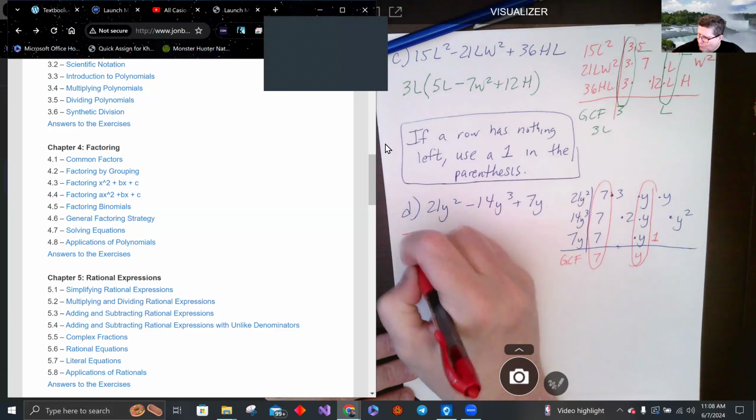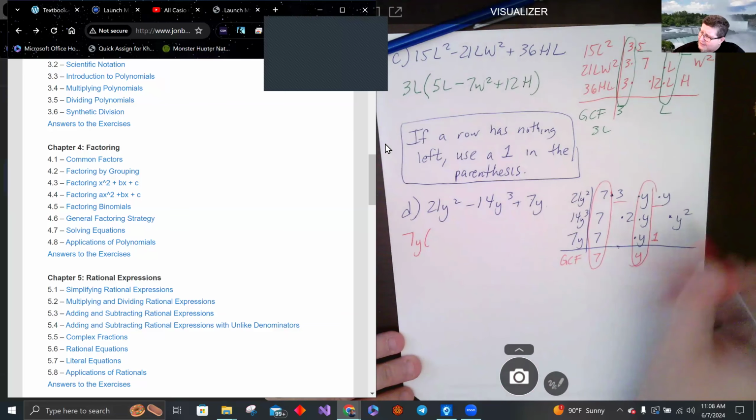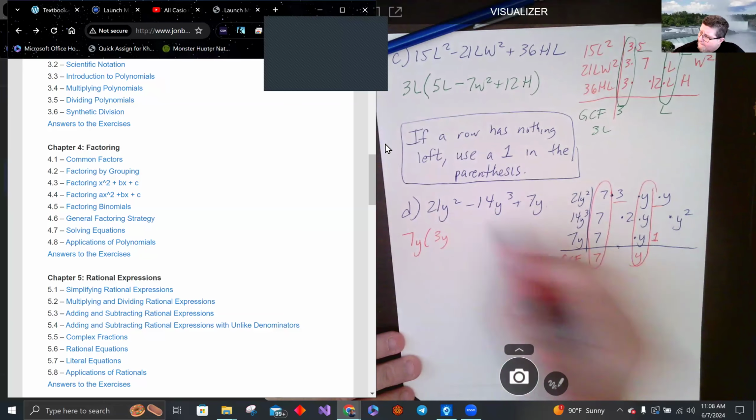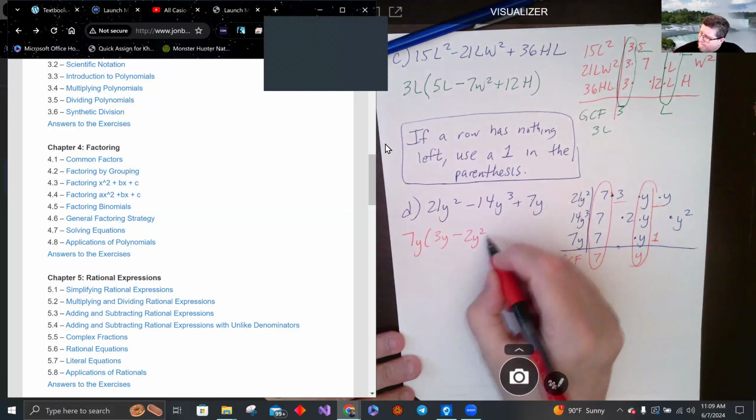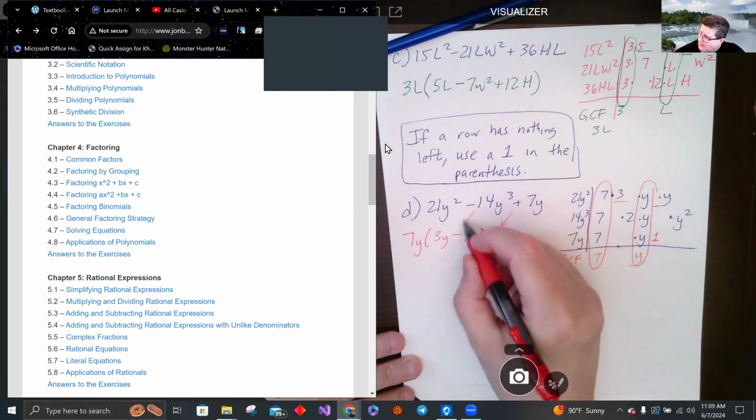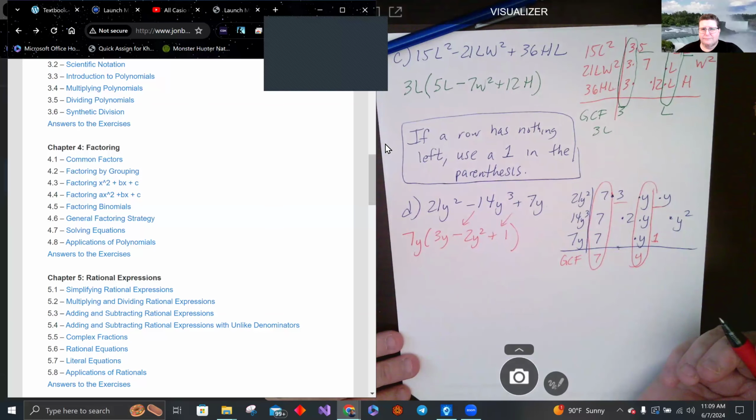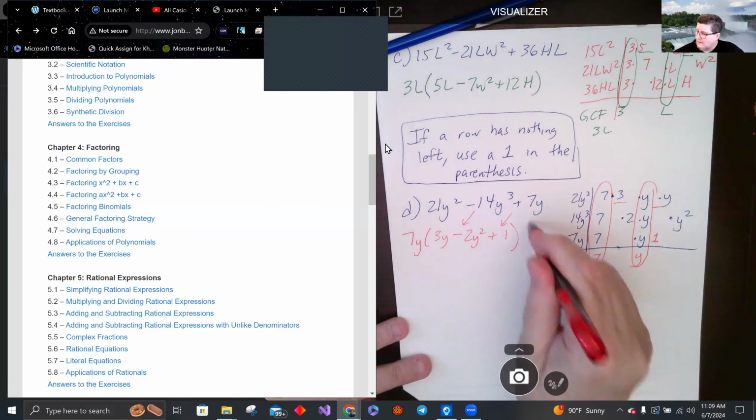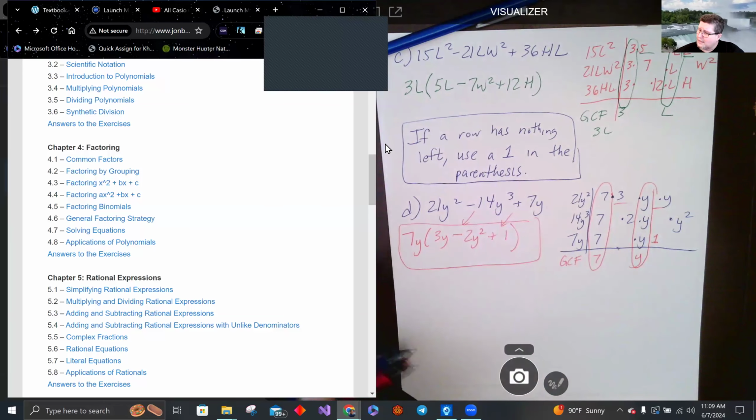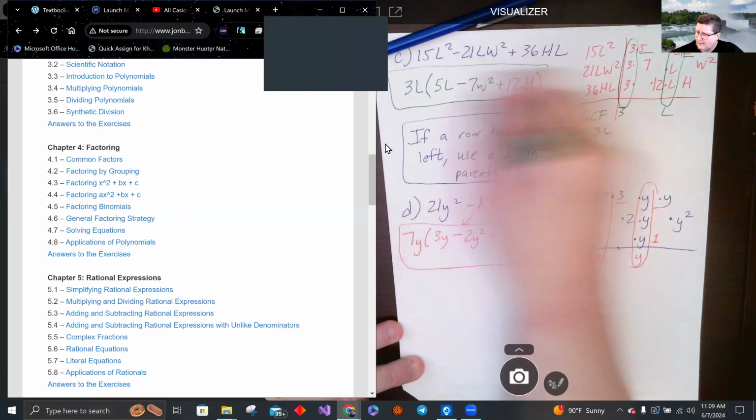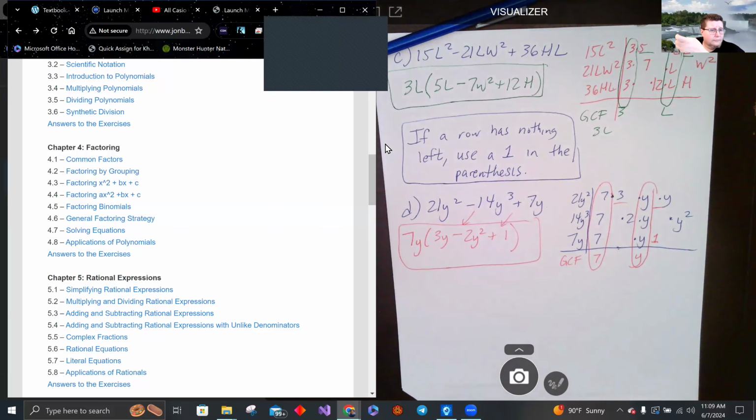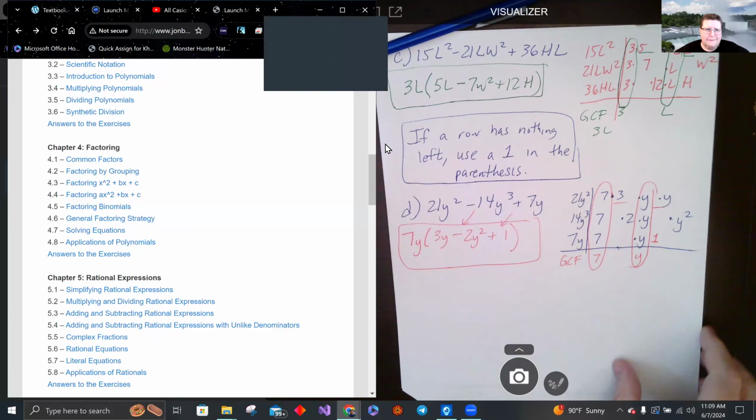I pull out my 7y. What I have left is 3y minus 2y squared plus a 1. That's that answer. This was this answer up here. We got one more thing we're going to show how to do in the common factors video.